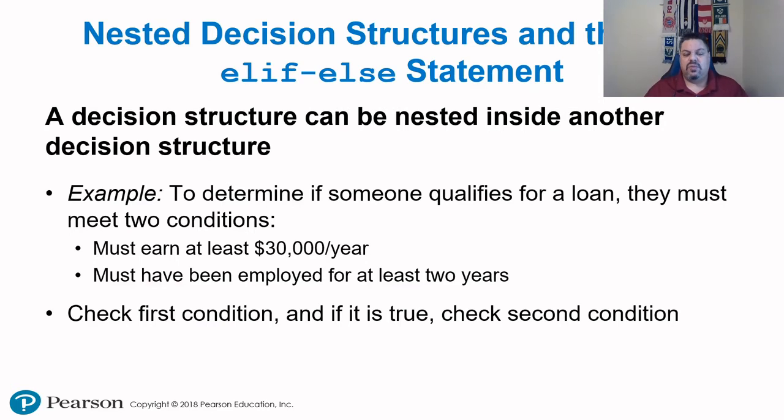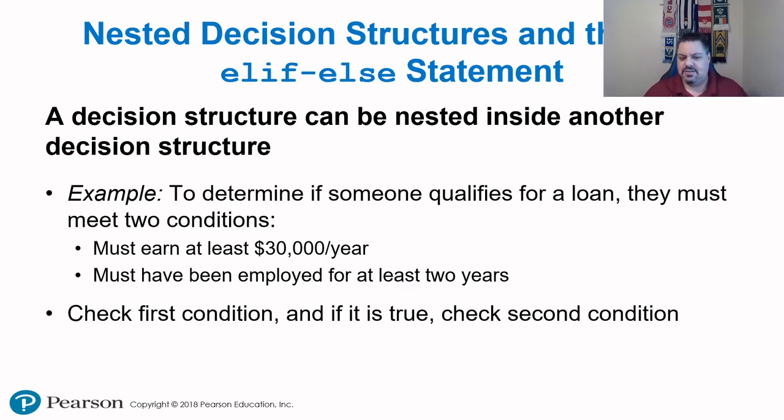So, what if you have more than one condition? If or else. But what if you have if two things? If the weather is so much and something else. Or, in this case, to get a loan, you must make $30,000 a year or more and have had a job for at least 2 years.